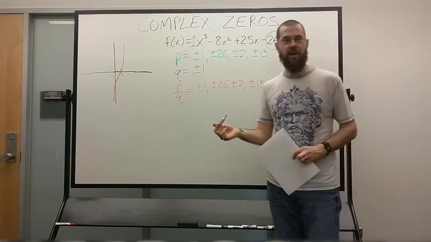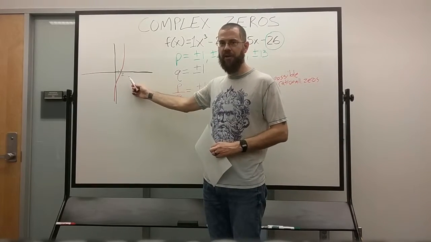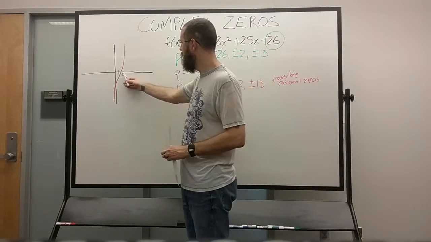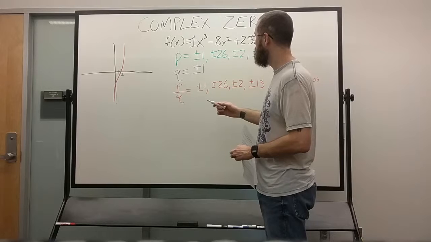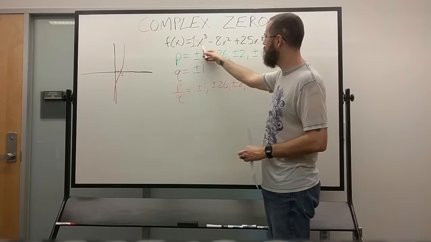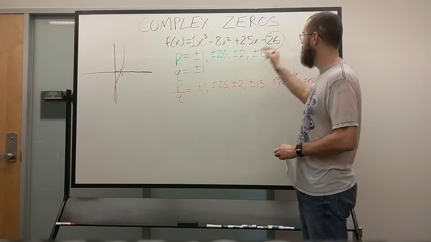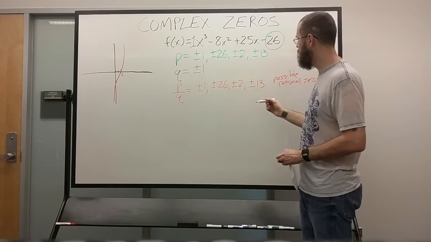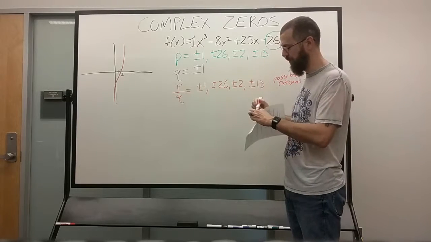Now to speed things up, I've graphed this function. You could graph this on your calculator. And we see that there's a 0 at 2. We really should check this. If you were to plug 2 in for x here, you would in fact find that f of 2 equals 0. So we know that positive 2 is a rational zero for this polynomial.